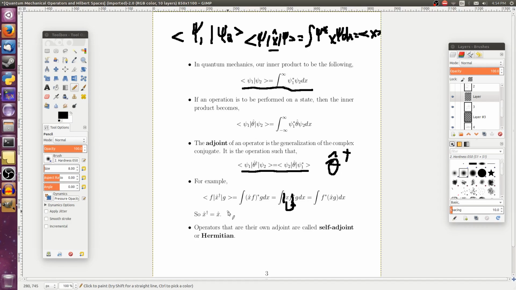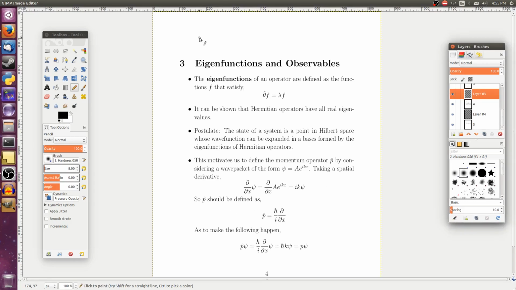So operators that are their own adjoint are called self-adjoint or Hermitian. These operators are going to play a really fundamental role in quantum mechanics, so we're going to be bringing in all the stuff that we've learned so far. The eigenfunctions of an operator are going to be the functions f that satisfy this relation right here.